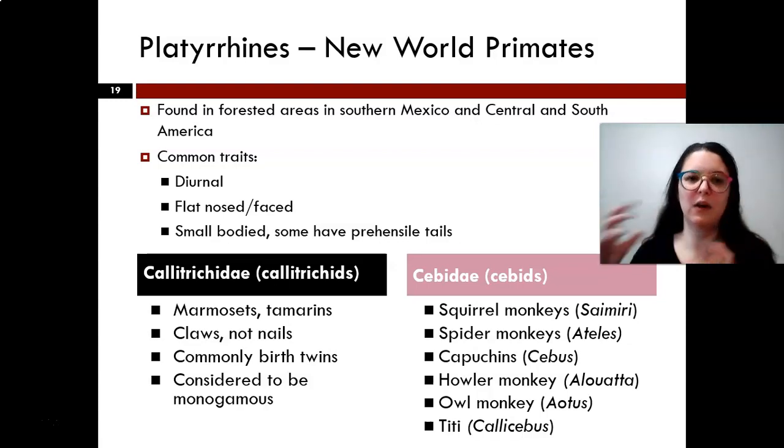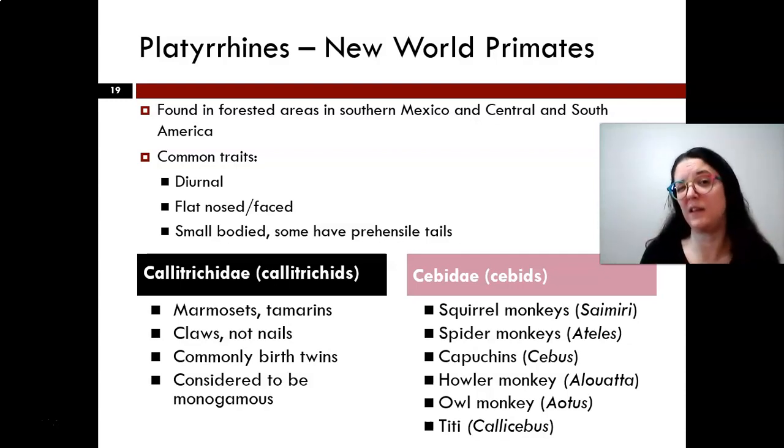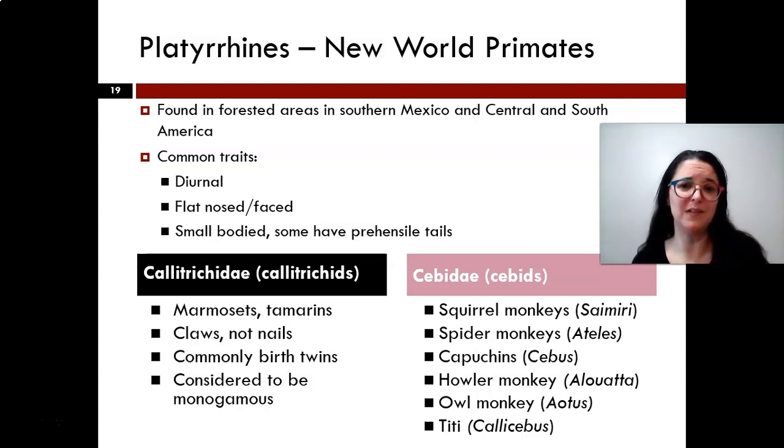The difference between platyrrhines and catarrhines, and then the variation within the catarrhines, is going to be really critical. But it's important to note that there are two major groupings of platyrrhines: the callitrichids, marmosets and tamarins, and then the cebids. The difference between the two is that callitrichids have claws, they don't have nails, a much more primitive or ancestral form. They're also considered to be largely monogamous, and this is likely a function of them commonly birthing twins.